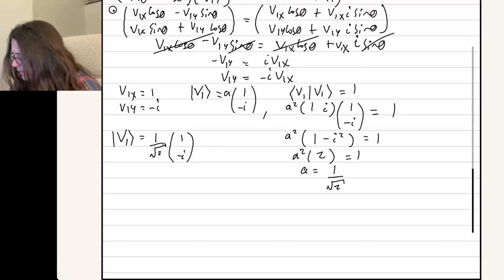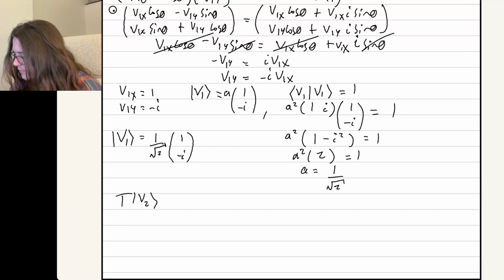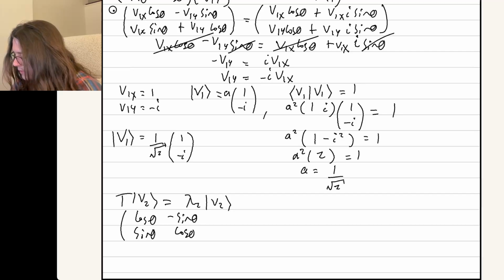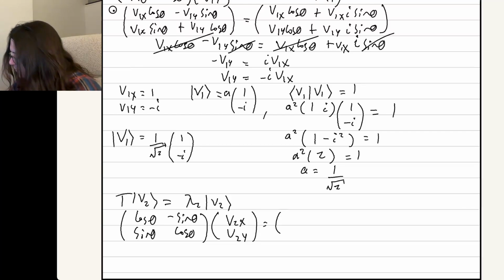Same process for the v2. Again, we multiply the arbitrary vector v2 with the rotation matrix on the left-hand side and do the eigenvalue lambda 2 on the right-hand side. So we have cosine theta, sine theta, minus sine theta, cosine theta, times v2x, v2y equals, and then the other lambda 2 was cosine theta minus i sine theta, and this is v2x, v2y.